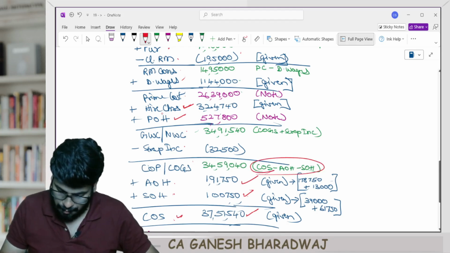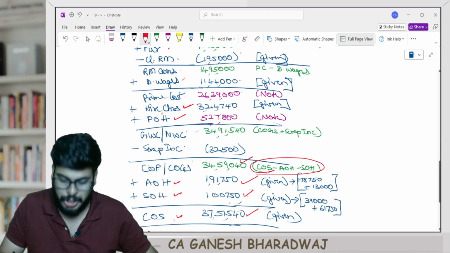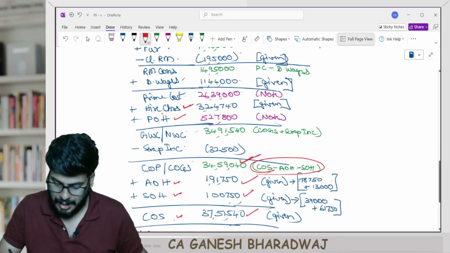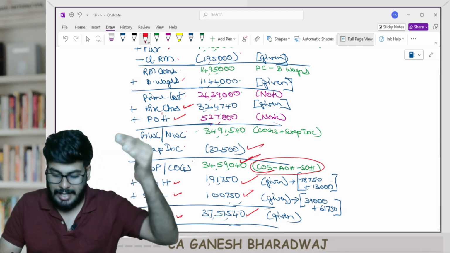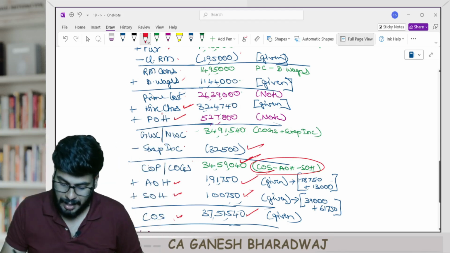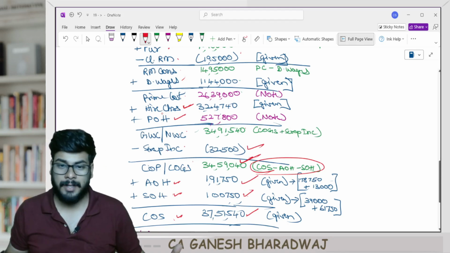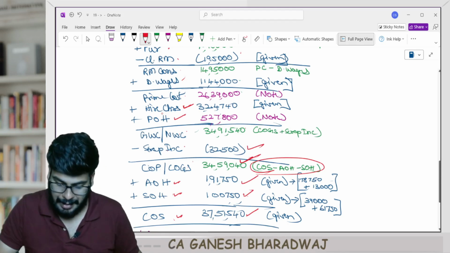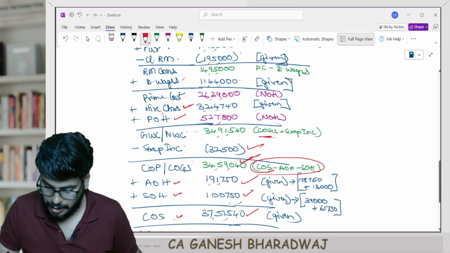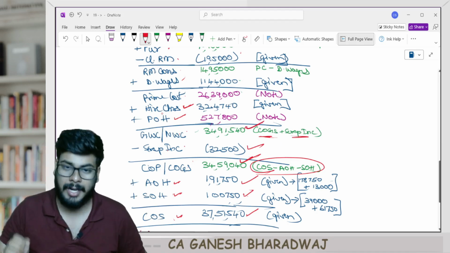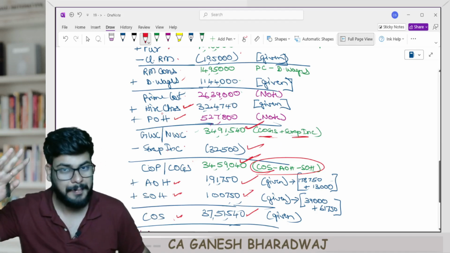Cost of sales minus SOH minus AOH, you will get this cost of production. Now we have got this figure, and this figure is also available. So the net works cost is a balancing figure, right? Net works cost minus scrap income is COGS. Correct? So COGS plus scrap income will become net works cost. Are you clear with this? So with this, we are getting this net works cost figure also, right?